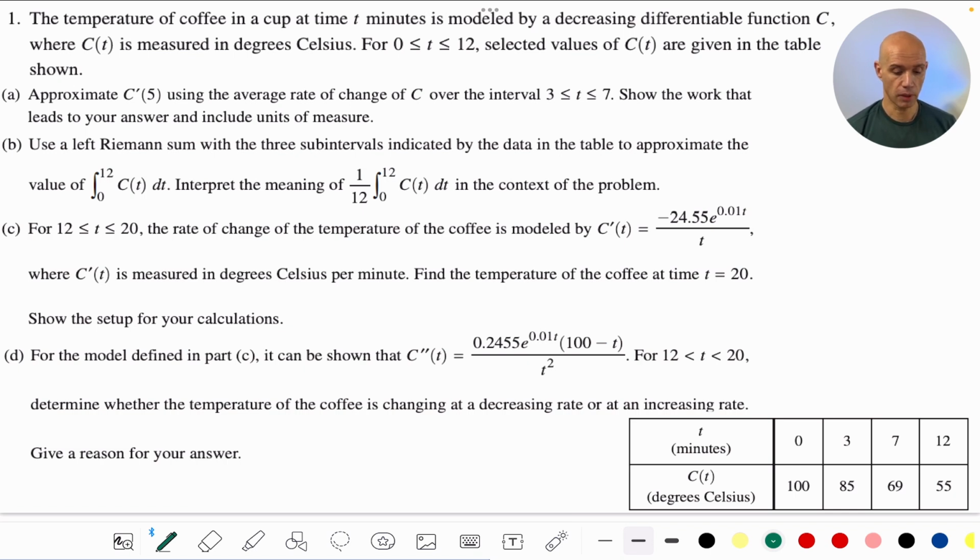The temperature of a coffee in a cup at time t minutes. So if there are units, be very careful with them. Not always in Calculus AB or BC do you have units, but if there are, this is something we have to keep track of. It is modeled by a decreasing, differentiable function C(t), measuring degrees Celsius. Between 0 and 12 minutes, selected values are given in the table shown. So we have a table here with a few values.